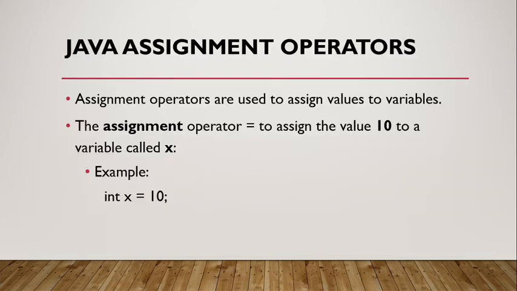Java assignment operators. Assignment operators are used to assign values to variables. The assignment operator equals is used to assign the value 10 to a variable called x. Example: int x = 10.